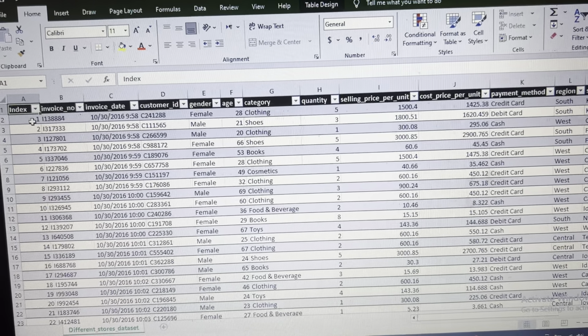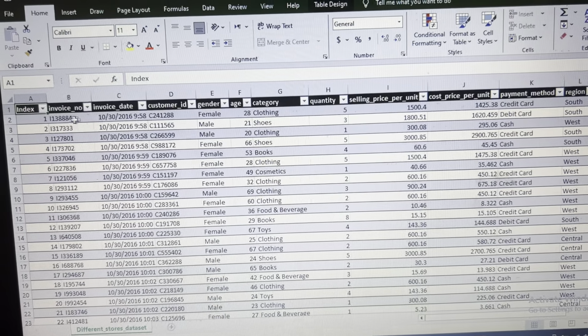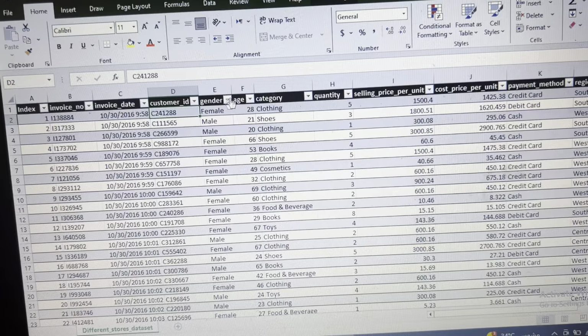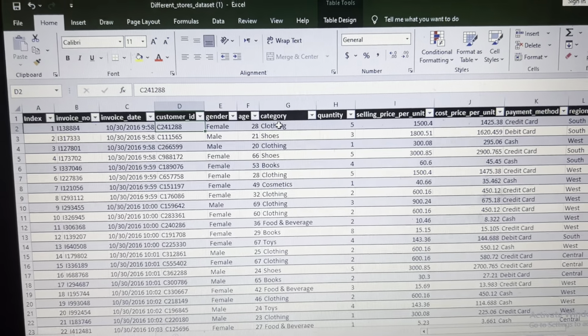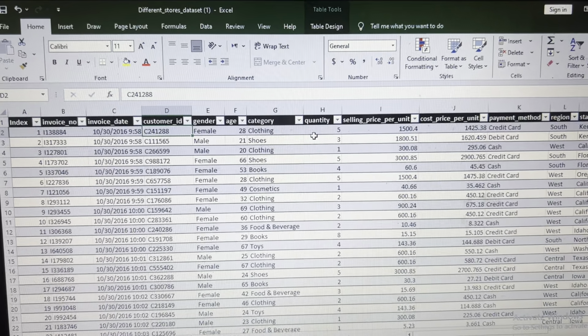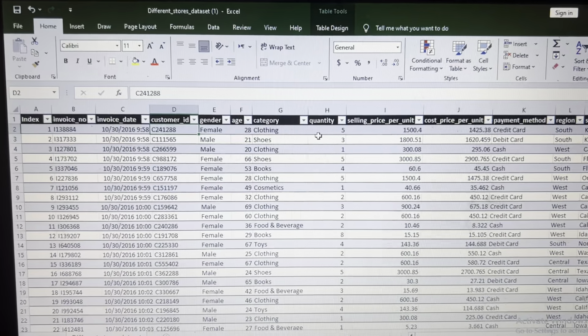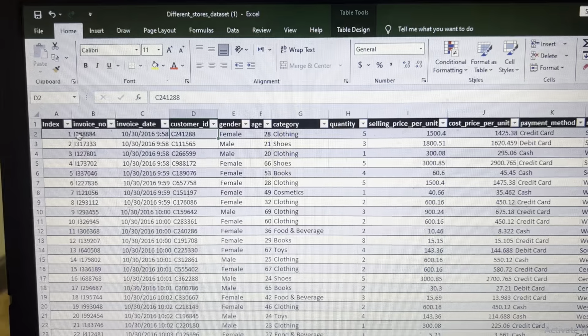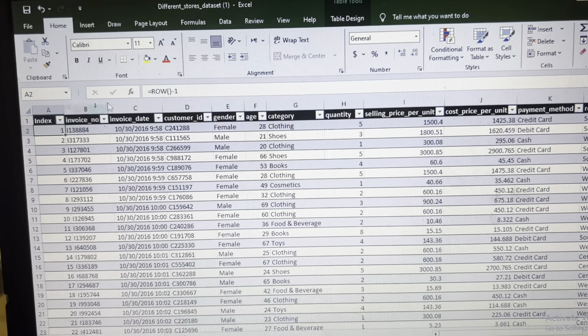Like the index, this is transaction 1, the date, the customer ID, the gender of the customer, her age, what did she buy, the quantity, like this. And each number is a transaction of its own. And I did it with this formula.